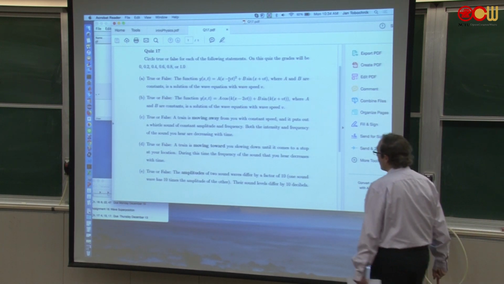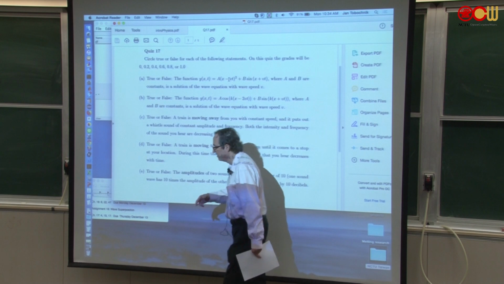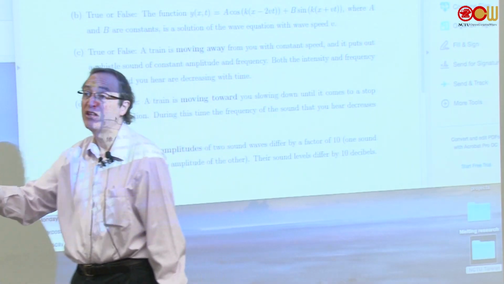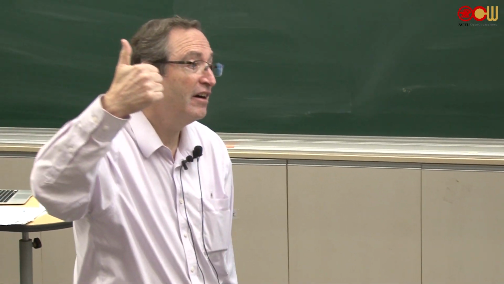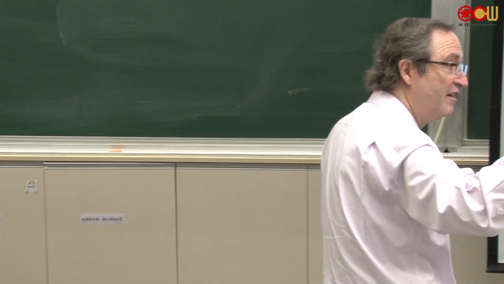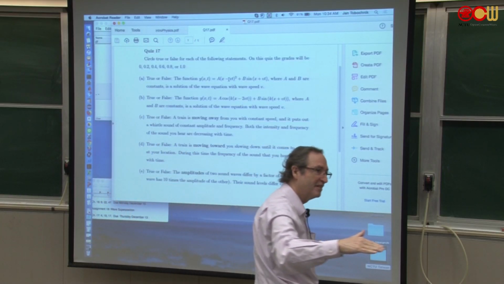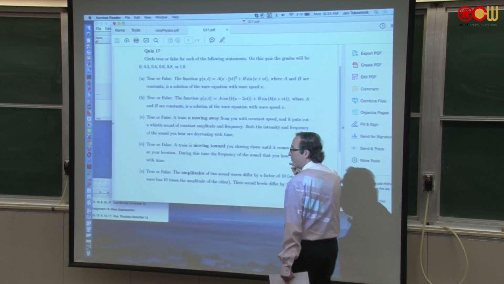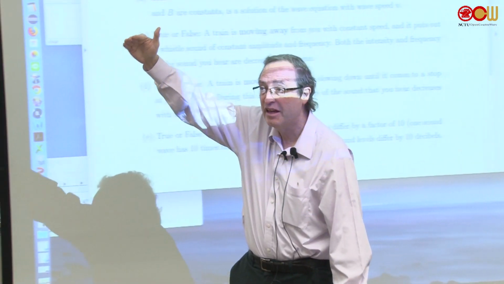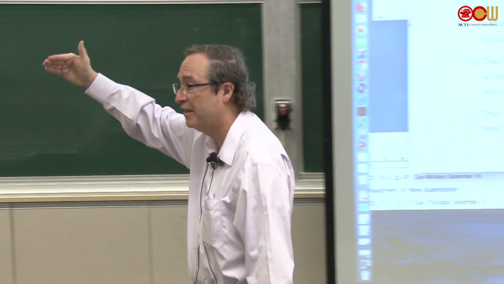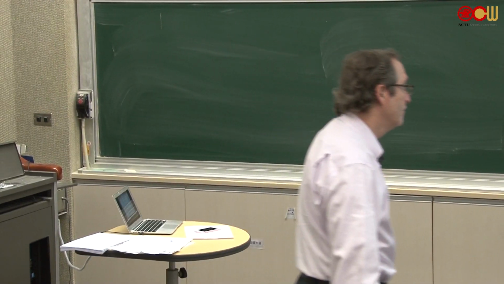All right. A train is moving towards you, slowing down until it reaches you at the left. So it's moving towards you, so that means the frequency is higher than usual. But since it's slowing down, that frequency is going to decrease. So that's going to be true. Right? It's slowing down. It's higher compared to being stationary, but then it's slowly decreasing towards you.